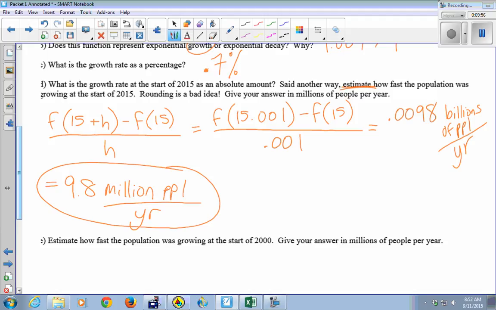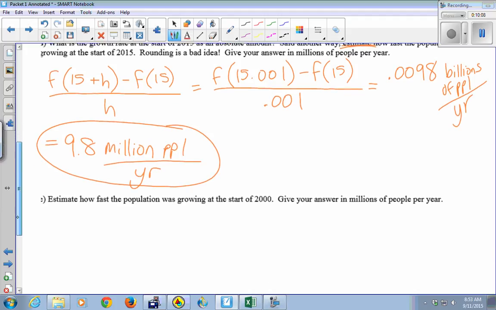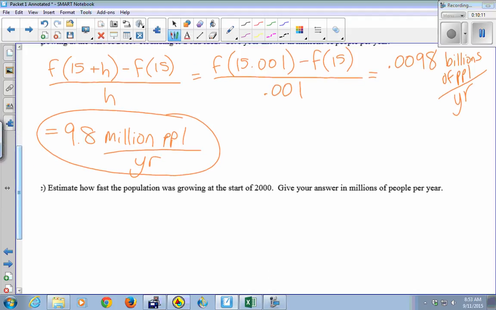And if I wanted to be even more accurate, right? I wanted to have an even better estimate of the instantaneous rate of change. What would I do? Make h smaller. Good. Make an even smaller h. All right, so if I want to know how fast the population was growing at the start of 2000, we can do something similar. And I'm going to give you 2 minutes to do a calculation on your own. See if you can come up with an estimate. Follow what we did up here.